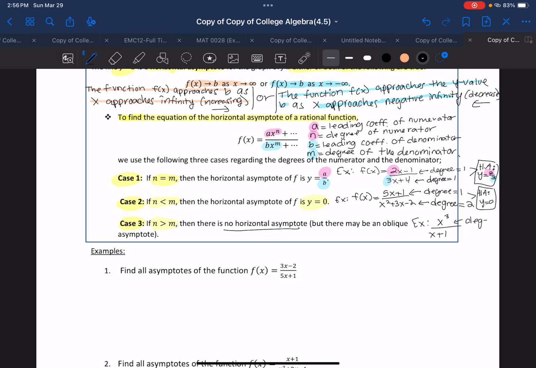3, because it's x cubed, so 3 is the highest exponent of the numerator. And the degree on the bottom would be 1 because of the x. That has an exponent of 1. So the top is bigger. 3 is larger than 1, so there is no horizontal asymptote.